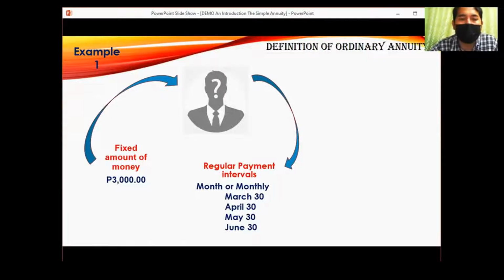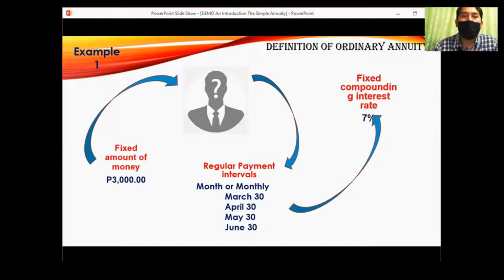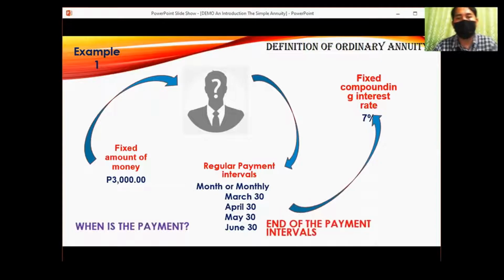Ayan yung example natin. March 30, April 30, May 30, June 30, etc. So payment interval natin, monthly. But when are you going to pay? According to the idea of the ordinary annuity, at the end of the payment interval. Of course, paying another fixed compounding interest rate. When are you going to pay? End of the payment interval.